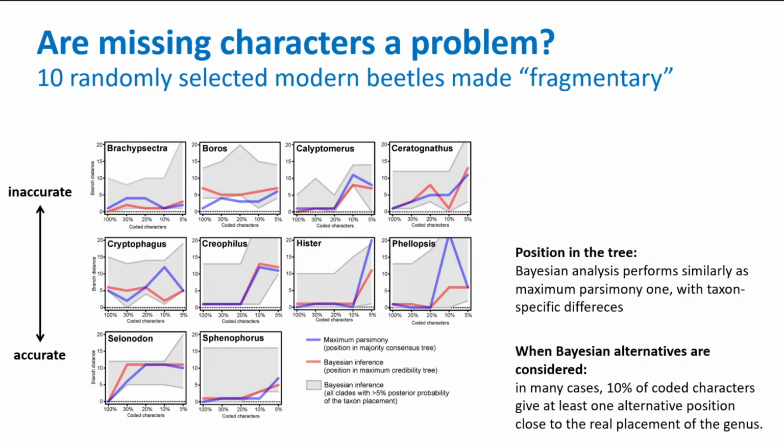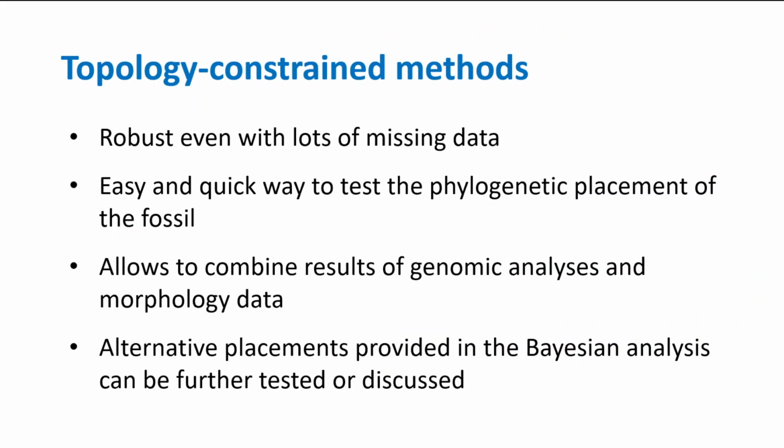So basically, it shows that the topology constraint methods seem to be robust, even with lots of missing data, because they only work with the morphology data, so they are a quite easy and quick way to test the phylogenetic placement of fossils. They allow combining results of genomic analysis and morphological data, moreover, without the need to really work with the genomic data. And the cool thing is that the Bayesian approach can provide alternative placements, which can be further tested or discussed in your paper.